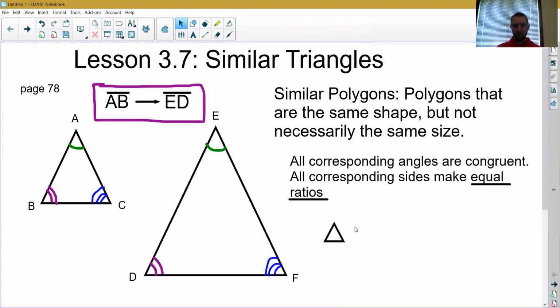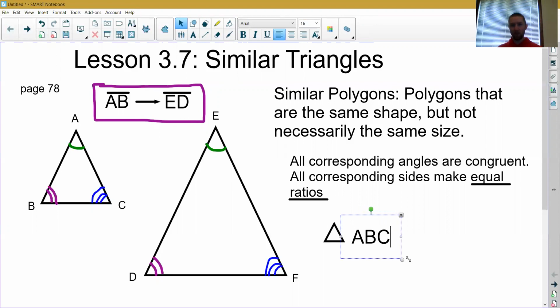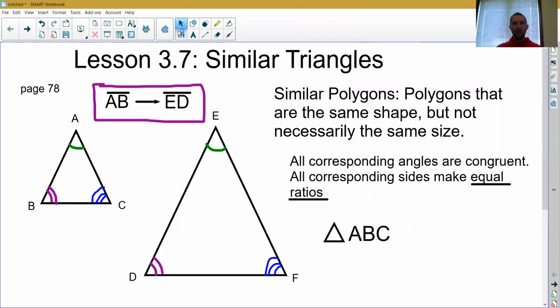So when I talk about these two triangles, I'm going to make a little triangle symbol, triangle ABC, because those are the 3 corners of one of my triangles. Triangle ABC. And then my similarity symbol is just like the congruent symbol, but without the equal sign part. So it's just a squiggly line, like an up and then an up, like that. So this means similar, is similar to.